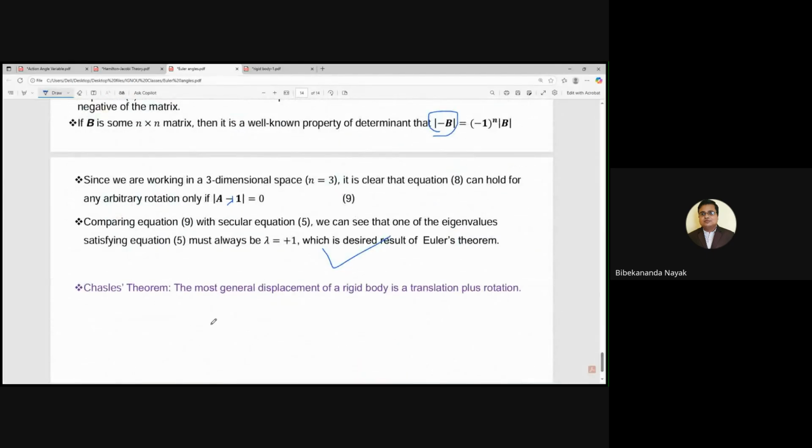Okay, that is some more common, more general displacement of rigid bodies. Total displacement is translation plus rotation, with Chasles theorem. Is this okay?